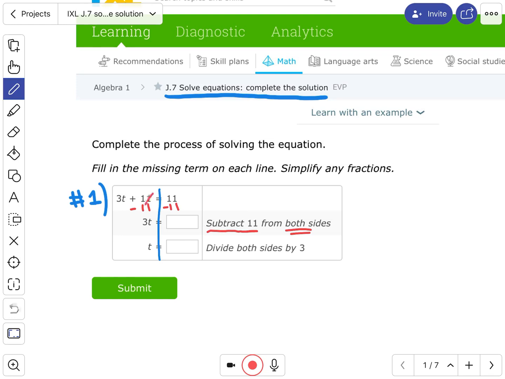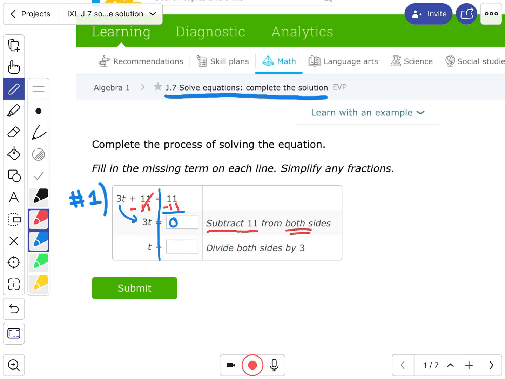Now, this is going to cancel out, and we're going to be left with the 3t on the left, and that's why there's only 3t on the left. Now, if you subtract 11 minus 11, you're going to get 0. So that's really the answer you're going to put into IXL. In your notebook, you are actually going to record what has been done.